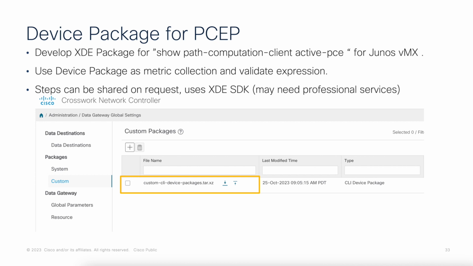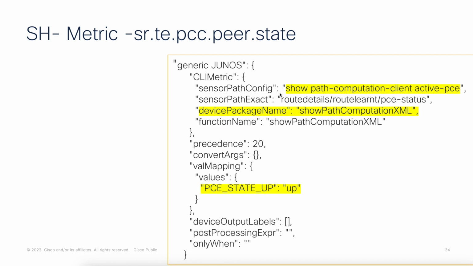The best way to understand more about how you can get access to that may be through your account team. Once you have access to that, and we have internal documentation that we can provide you as part of the training, you can create this device package, and it uses some Java code. At the end of the day, whatever you develop will be bundled into a tar.xz file, which you can load into the CNC system. Once you load it, it will register the support for certain CLI commands. And those CLI commands can now be put into the rules engine of service health.